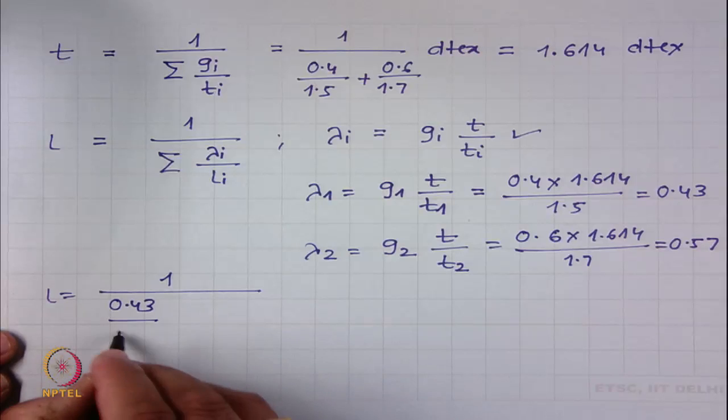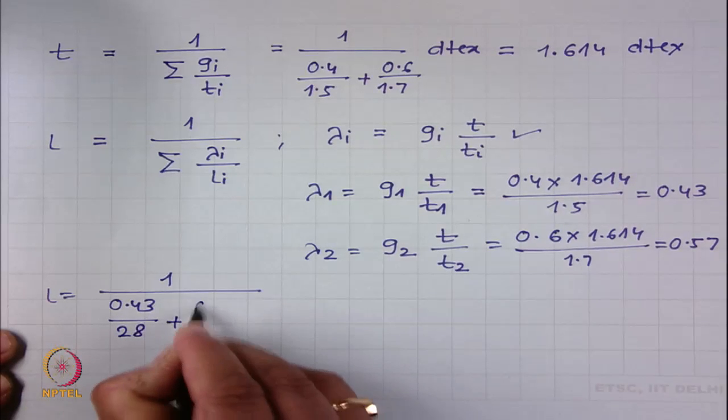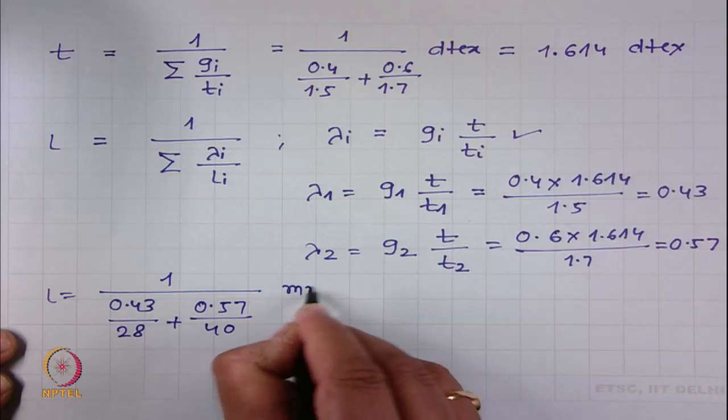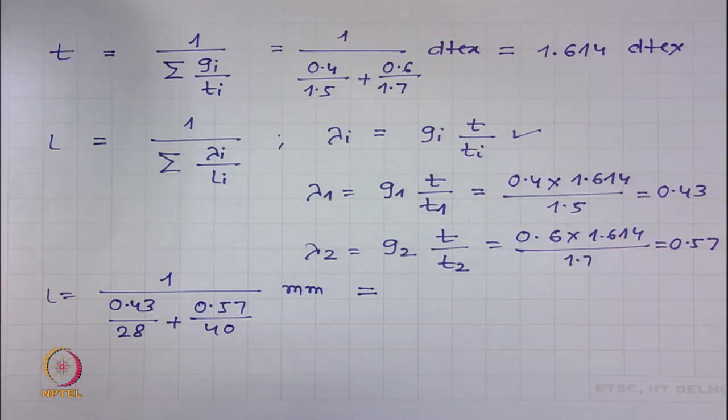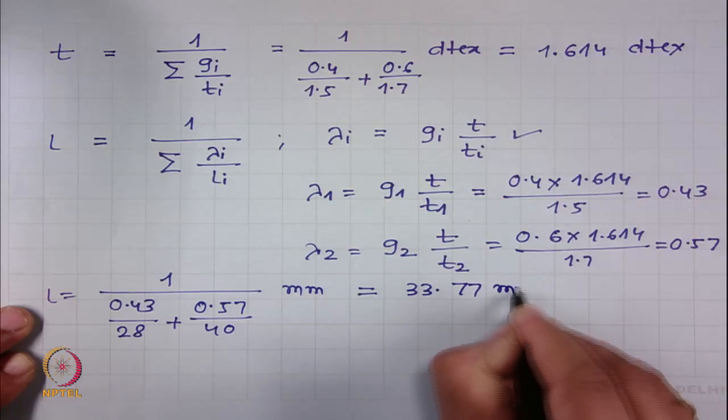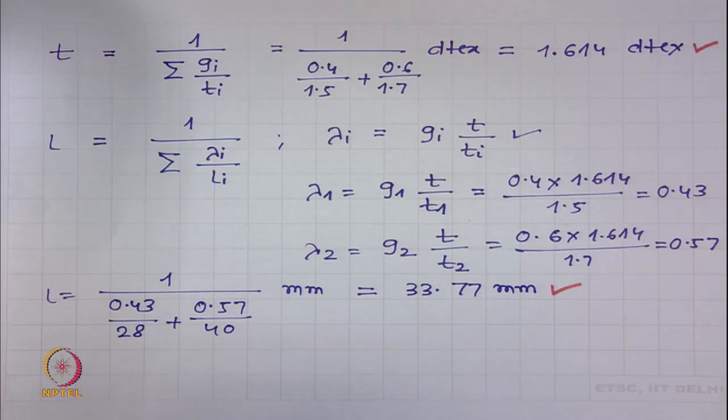So, 28 plus 0.57 by 40, this unit will be in millimeter. So, this value will come approximately 33.77 millimeter. Now, we will calculate mean fiber density, rho.